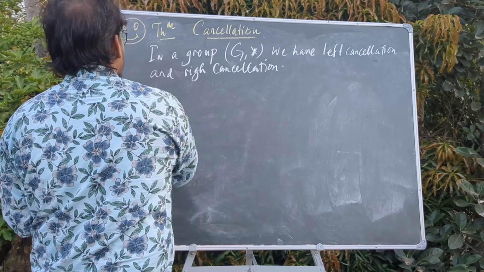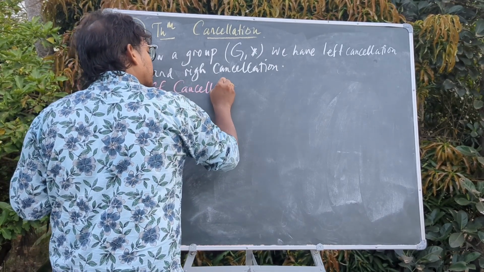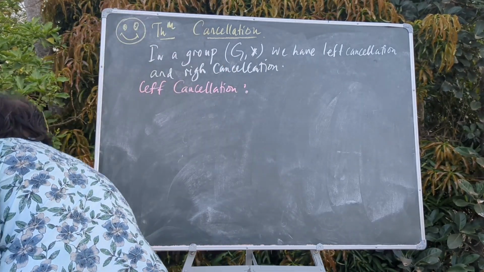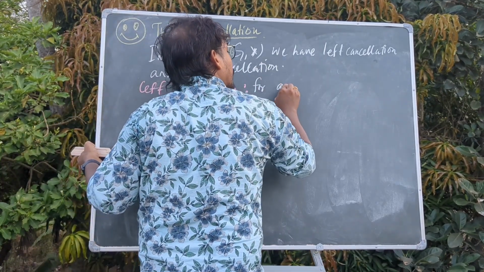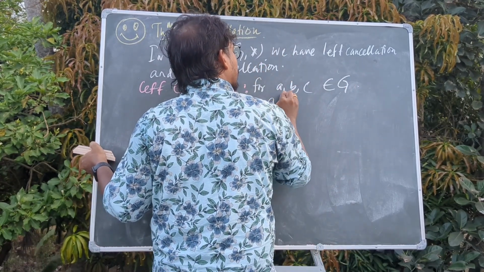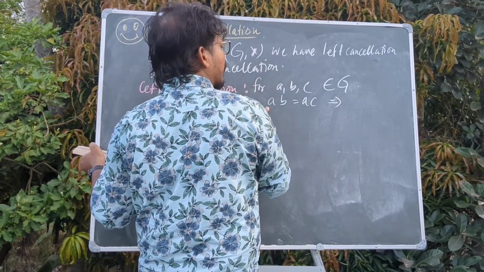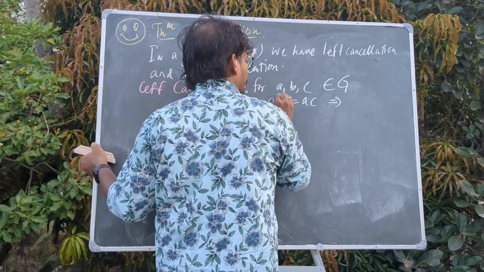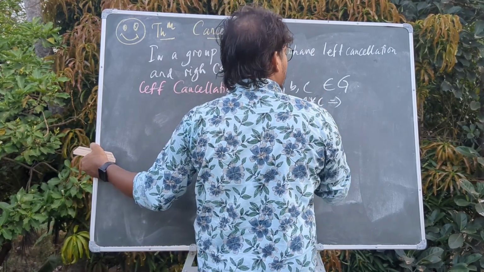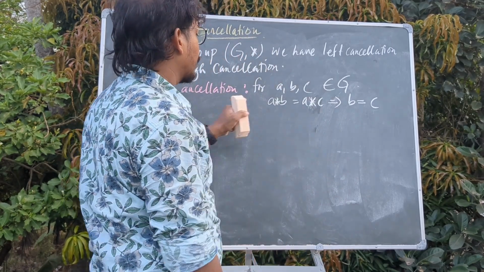So what is left cancellation? Suppose for a, b, c, three elements of G, we have a * b = a * c, where this is operated with the operation star. Then we can cancel a from both sides.